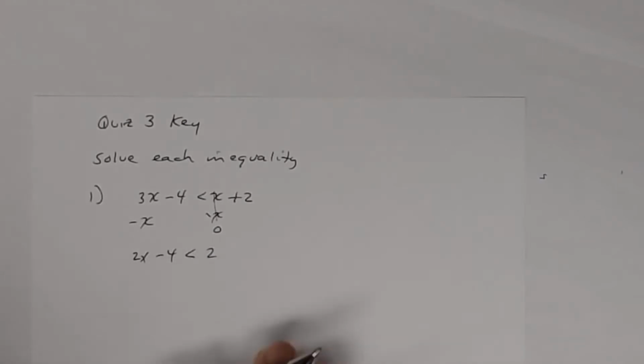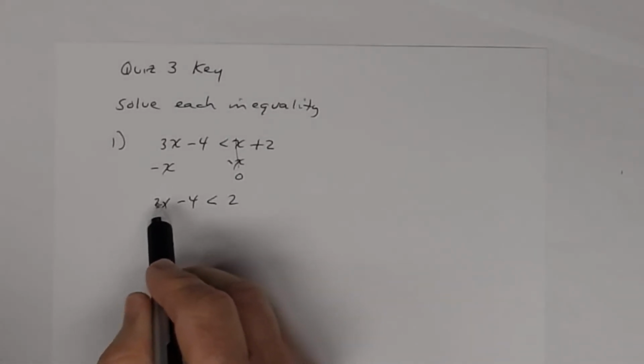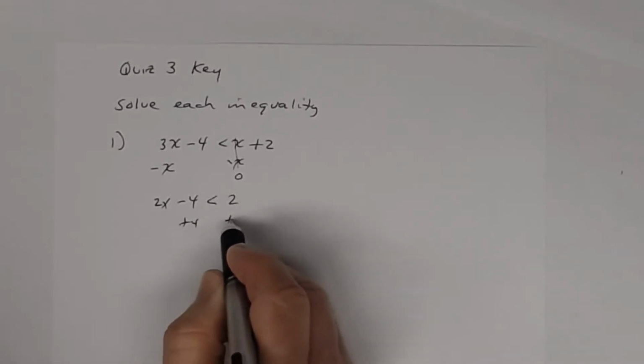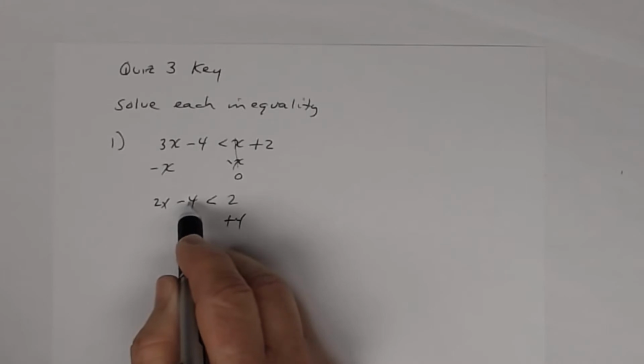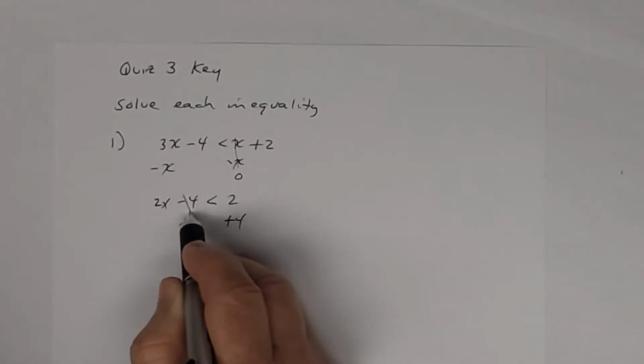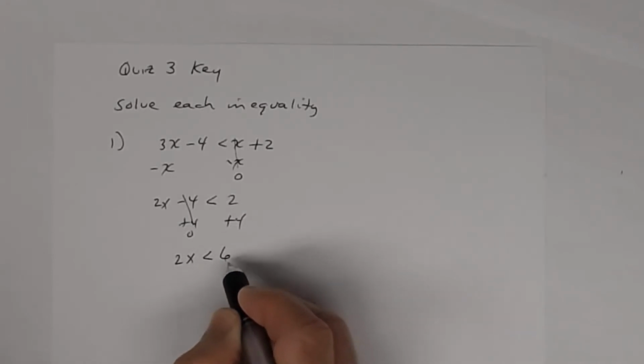And then the next thing you're going to do is isolate the term 2x. Right now you're subtracting 4, so you're going to add 4 to both sides. And when I add 4 to both sides, these are opposites. Notice I'm aligning my like terms. A negative 4 and a positive 4 is 0. 2x and 0 is still 2x, is less than 2 plus 4 is 6.